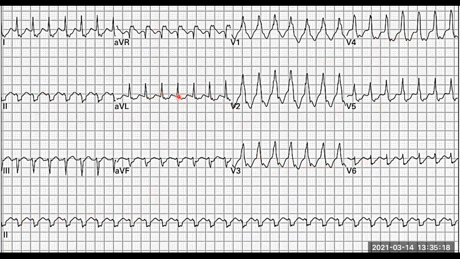Could argue that those are possible P waves over there, but it's unlikely because you've got these wide QRS complexes all the way over here. Although here they look a bit narrower if you look at them there, and then when you come there, that looks like a hidden P wave maybe. So there's quite a bit that's going on in this ECG.